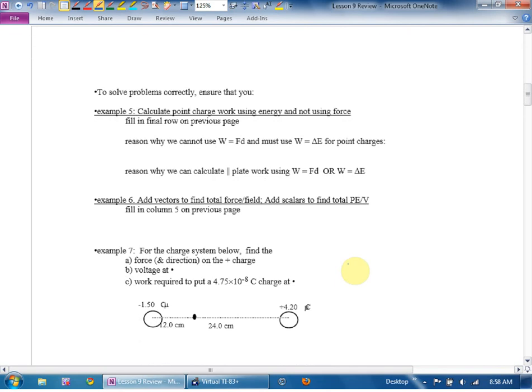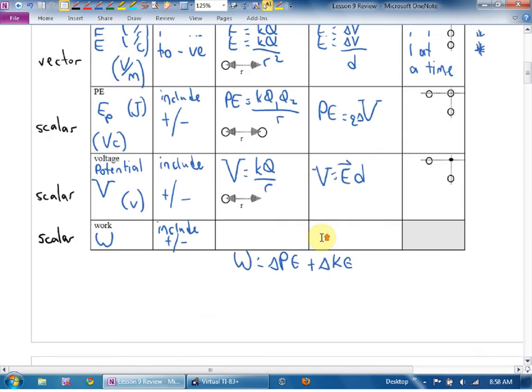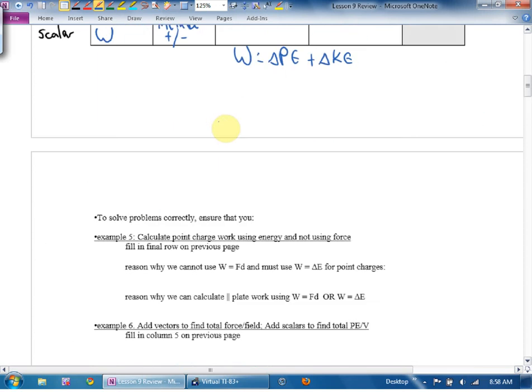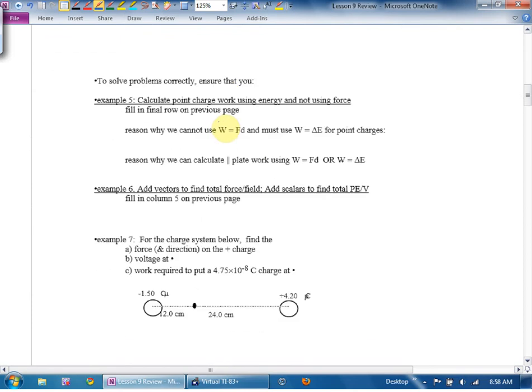Okay. To solve, I should double check to make sure I covered everything they wanted me to at the top here. So correctly find vector direction for force and field. Don't assign a direction. Include plus or minus for positive potential energy and voltage, but not for force or field. Fill in column 2 below, we already have. Fill in the final row, we already have.